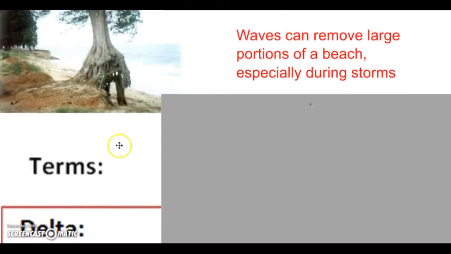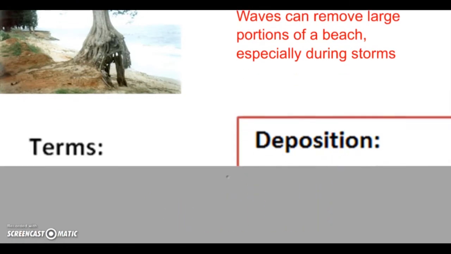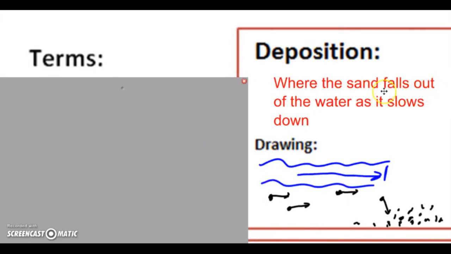Moving on to the bottom of the page here, we have some terms I want you to know. The first one is deposition. On the stream table, you'll see that the sand is all piling up at the bottom. This is called deposition, and that's where the sand falls out of the water. It happens as the water slows down.